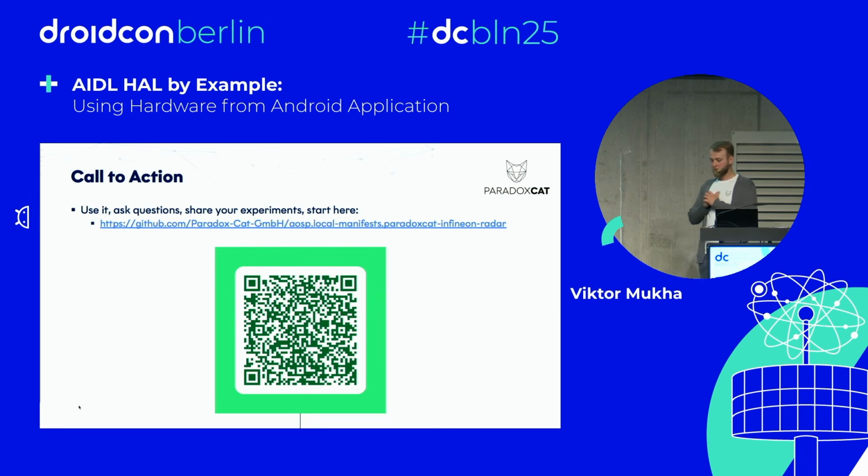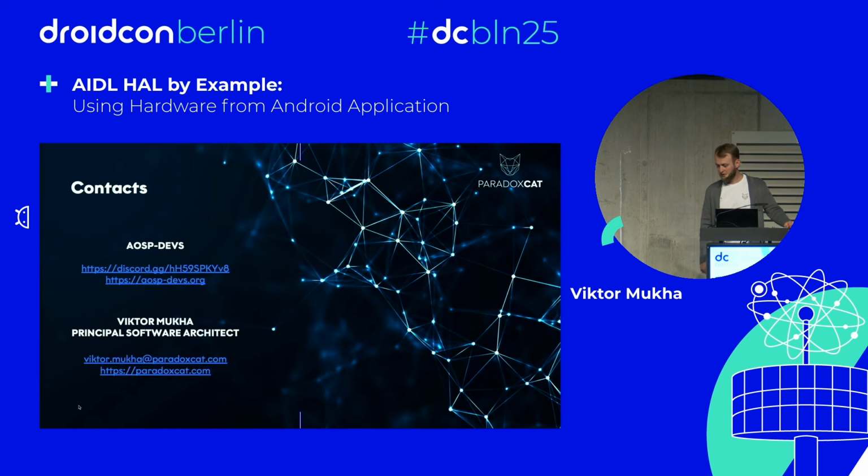My call to action to you: go to GitHub, start the repository, use it, ask questions, share your experiments. This is the starting point. This is the local manifest repository. It has a README. If you follow it, you should be able to reproduce exactly that. You can get yourself an Infineon sensor if you like. And with that, these are the contacts.